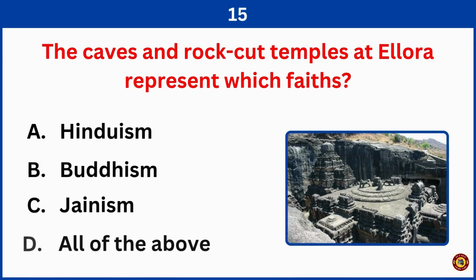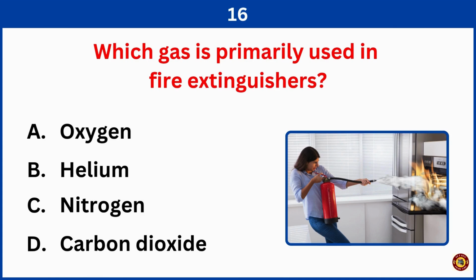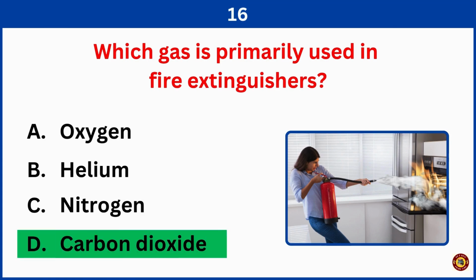The caves and rock cut temples at Ellora represent which faiths? Right answer is option D, all of the above, Hinduism, Buddhism, and Jainism. Which gas is primarily used in fire extinguishers? Right answer is option D, carbon dioxide.